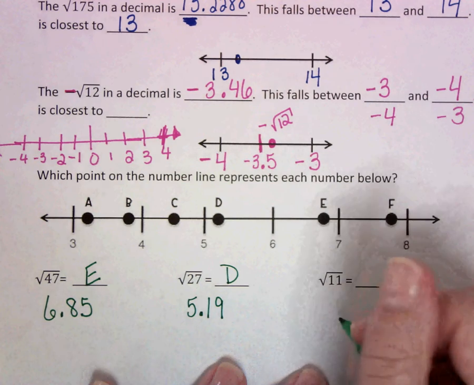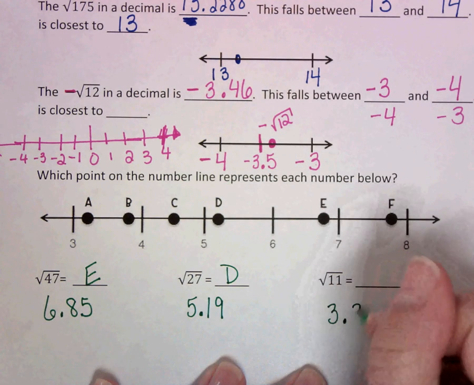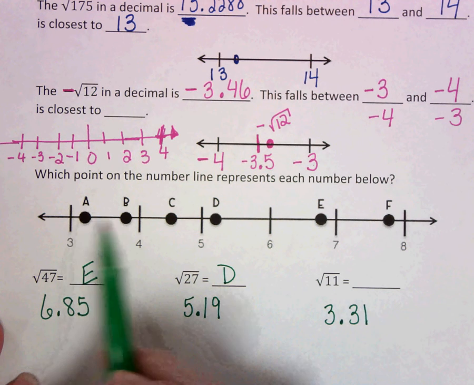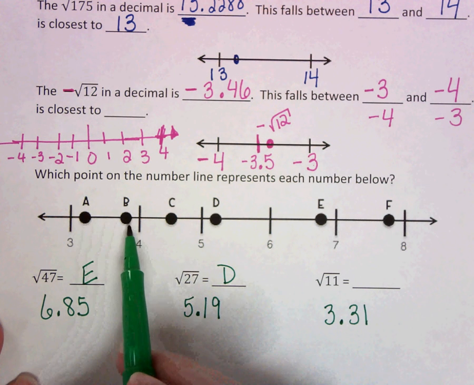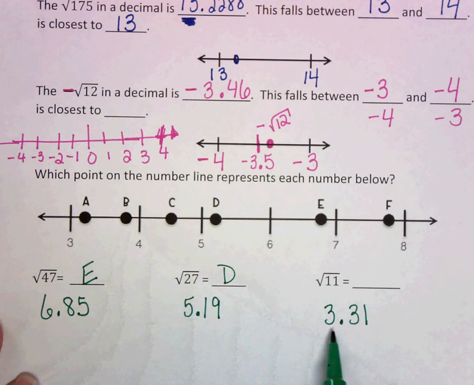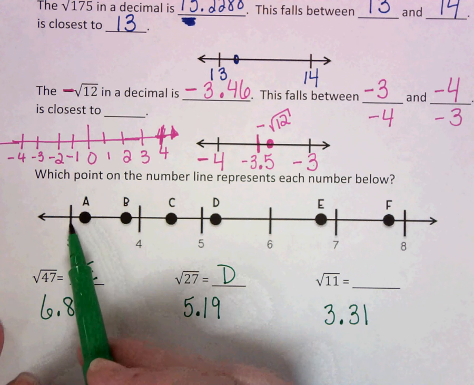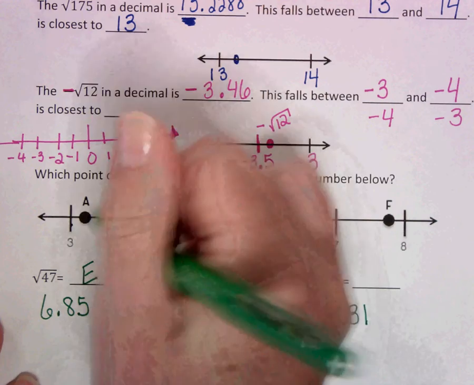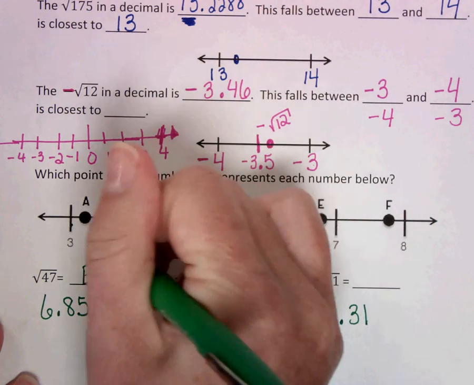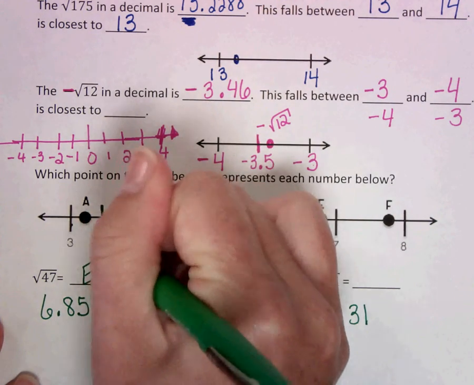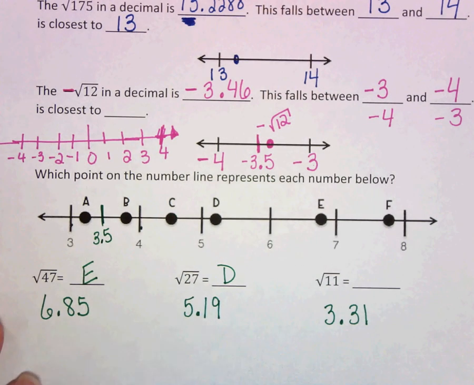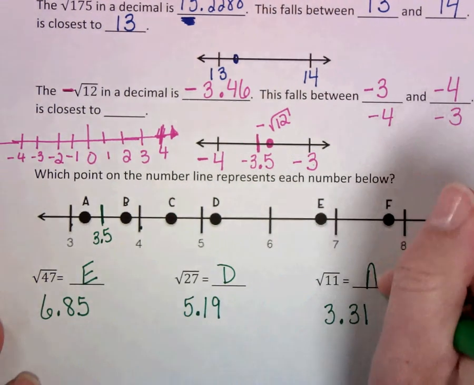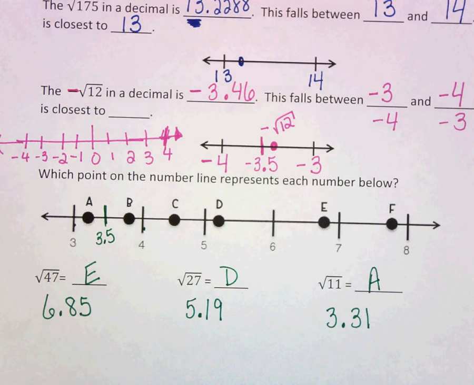The square root of 11 is 3.31. Okay, let's go to 3. Uh-oh, I've got 2 points. Well, is 3.31 closer to 3 or closer to 4? Remember, halfway in between would be 3.5. So that might help a little bit. And hopefully now you see which point the square root of 11 would be.